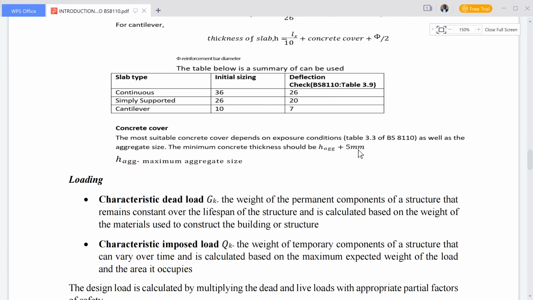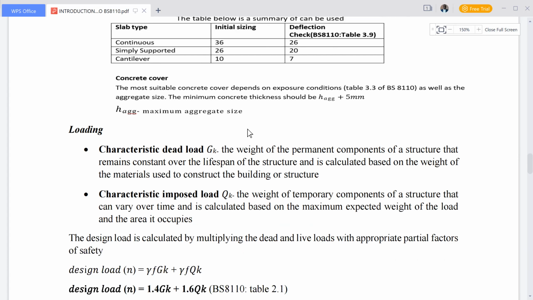And also exposure condition, what do we mean? We have, like, concrete being used in chemical plants, then the concrete cover should be large enough to protect the reinforcing bars from being corroded by the chemical. So those are the two we have: exposure conditions as a determinant of concrete cover, and also the maximum aggregate size.